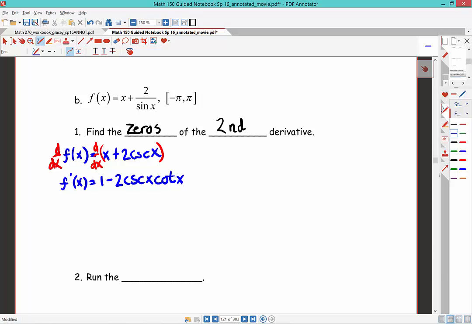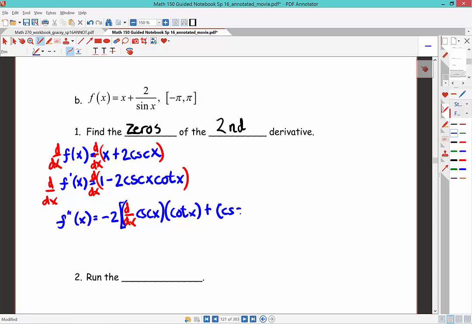And then now to find the zeros of this derivative, all right, differentiating again with respect to x so we can get to that second derivative, we will now have f double prime at x is equal to, the 1 will zero out, so we'll have negative 2 times d dx of cosecant at x times cotangent at x plus cosecant at x times d dx of cotangent at x. That's using the product rule.